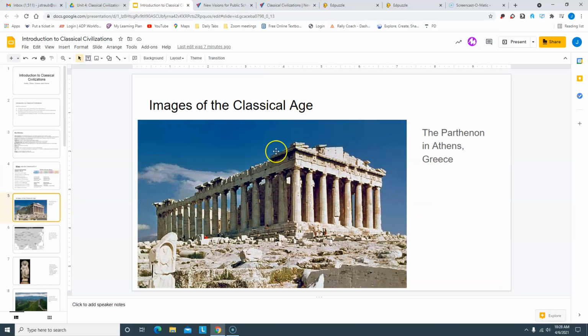Here we see images of the classical age on the next couple slides. This is the Parthenon in Athens, Greece. So look at the architecture, look at the carvings on the columns, the decorations up here. It's all carved in stone. And this is a sign of the classical era.